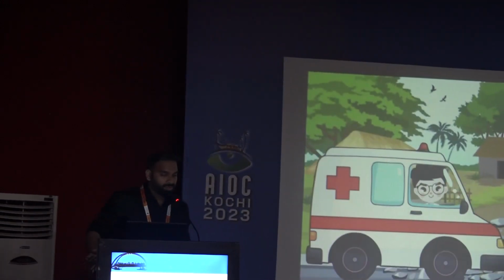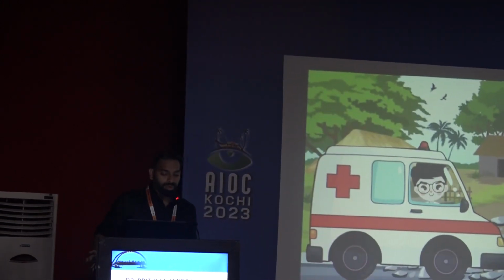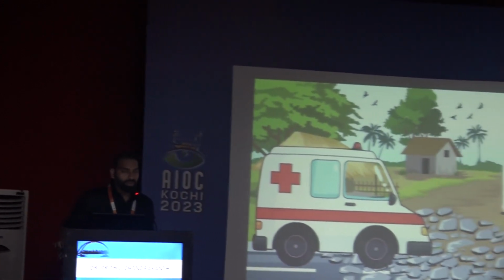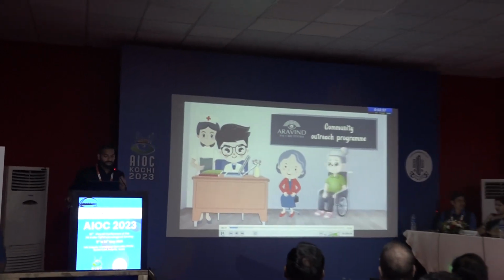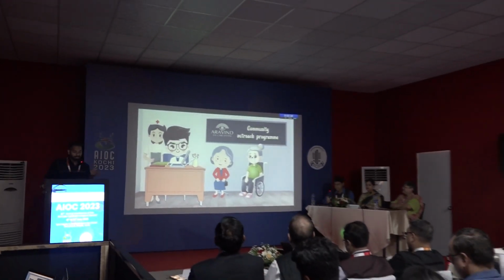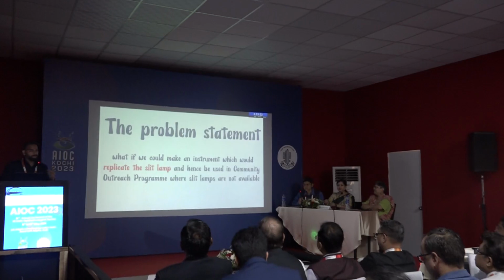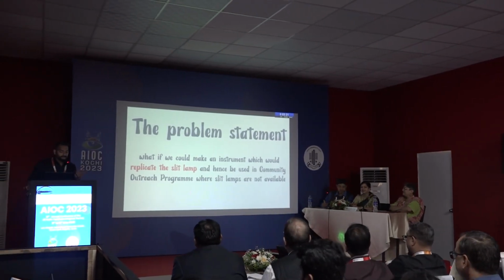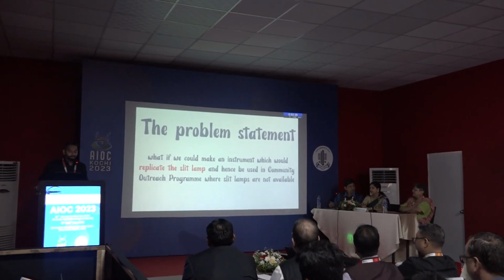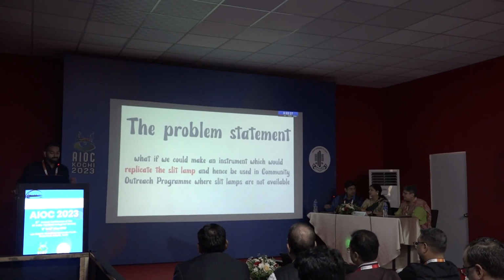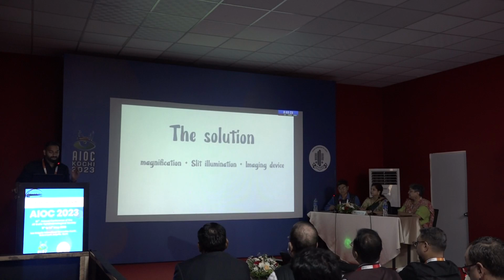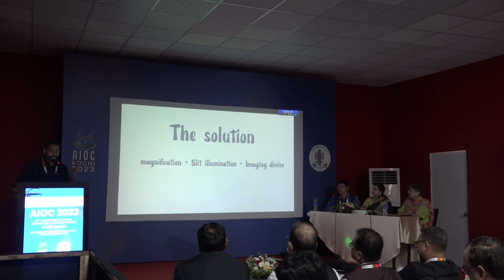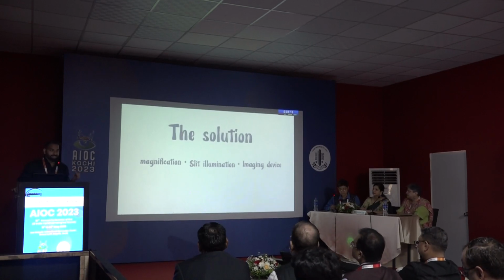So we all know that when we go to the outreach programs for camps, the only instrument that we actually have is a torch. Other than a torch, we don't have any other instrument, and taking a slit lamp is very bulky. It's very problematic. It could actually damage the slit lamp. So the problem statement was, can we replicate the slit lamp? The solution we came up with was three things: magnification, slit illumination, and imaging device.